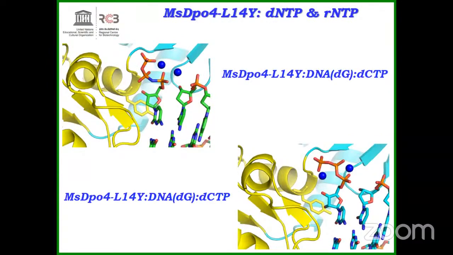Now, when you engineer in that steric filter, if you have tyrosine here instead of leucine, the RCTP is still able to sit in conformation. This is the 2' OH here. So this is RCTP and this is DCTP. This is the 2' OH here. So even if you have RCTP, it is able to sit in the active site without any problems, even if you have engineered the steric filter.